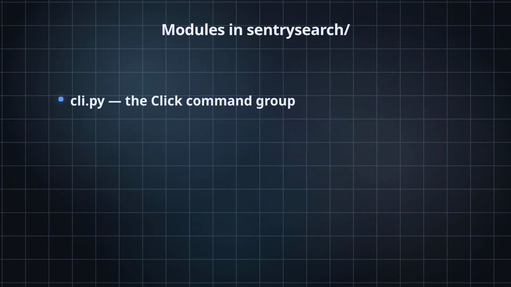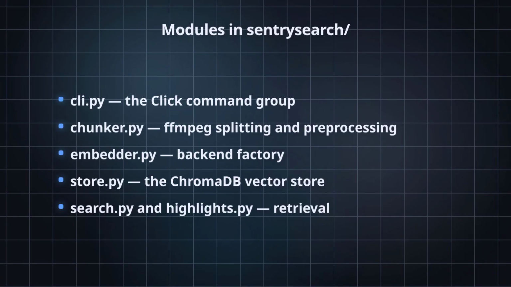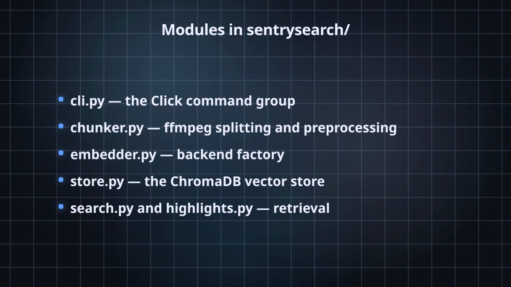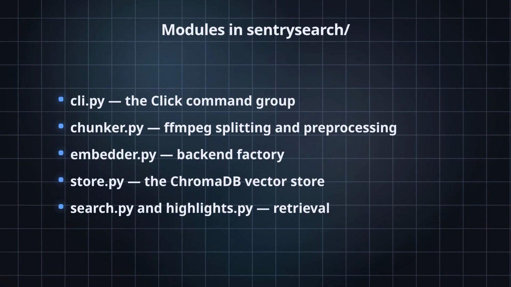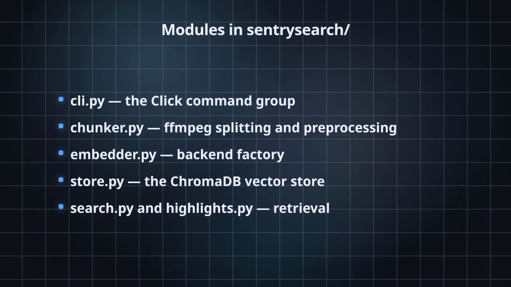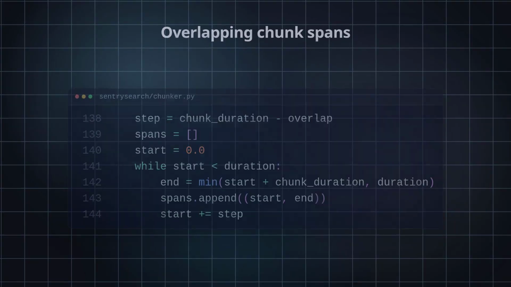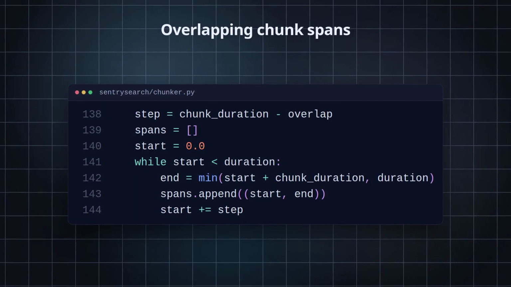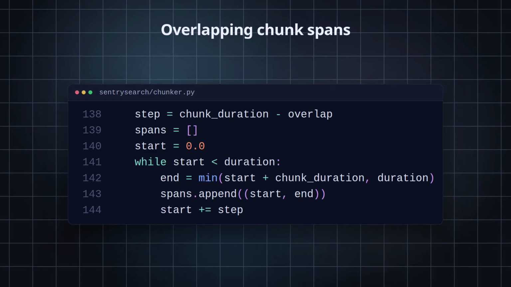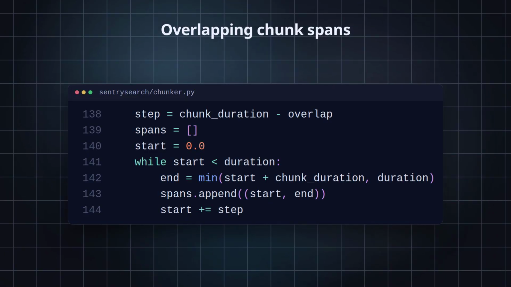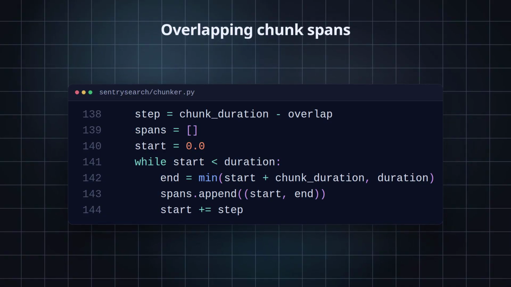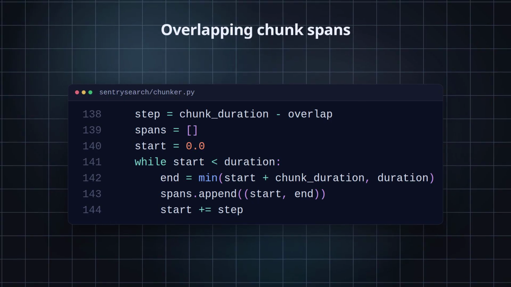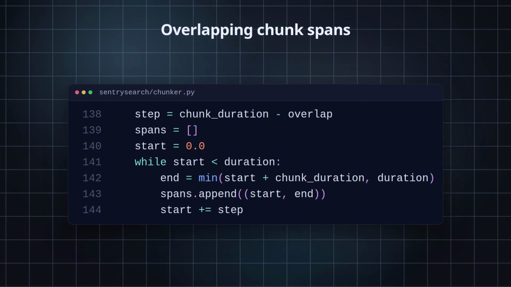The code is organized by responsibility: a command line layer, a chunker, an embedder factory, the vector store, and the retrieval modules. Let's open the ones that carry the real work. Chunking is a sliding window. By default, each chunk is 30 seconds with 5 seconds of overlap, so the step between windows is 25 seconds. The overlap means an event straddling a boundary still lands whole inside some chunk.